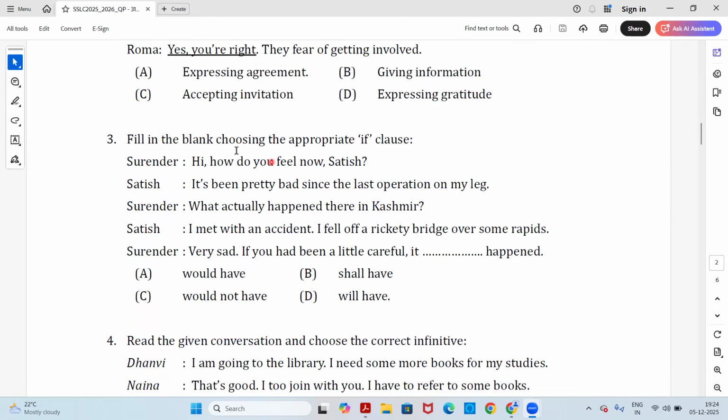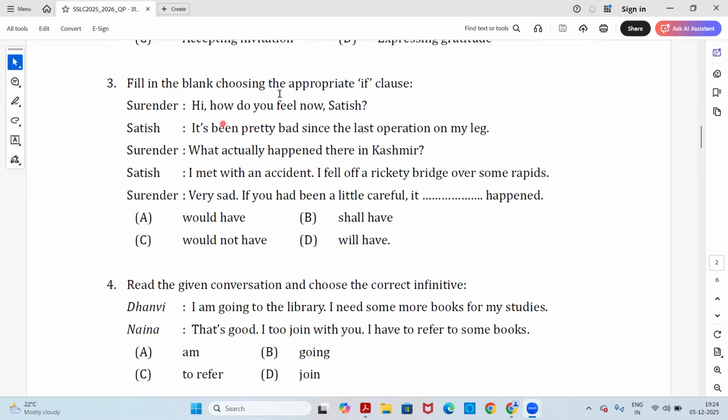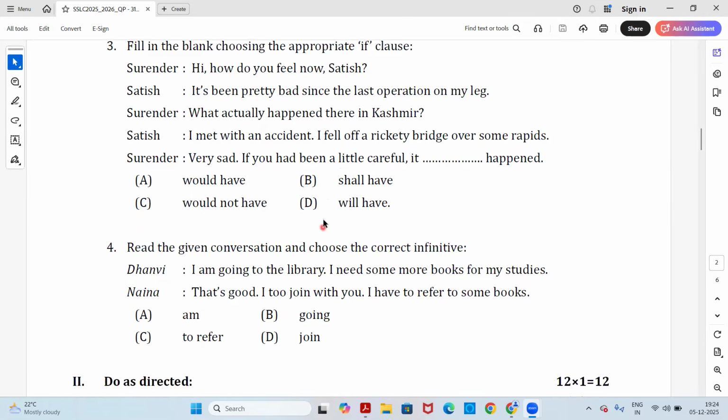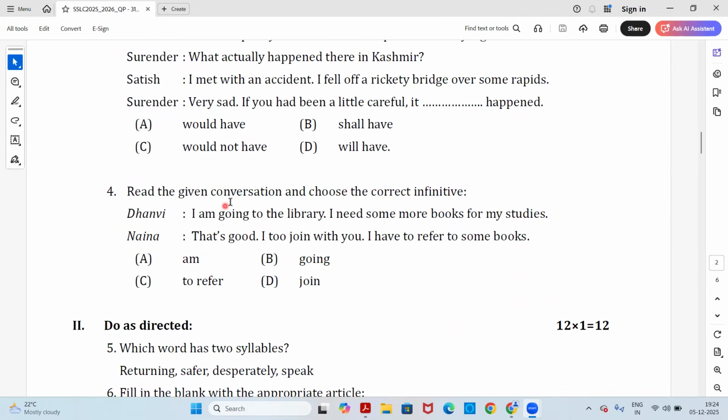Then question 3, again it's of grammar, fill in the blanks using the appropriate if clause. Okay, so read the conversation, and in the last sentence, very sad, if you have been a little careful, it dash happened. So out of four options, whichever is the correct, choose it properly and write. Fourth question, read again the conversation and choose the correct infinitive.